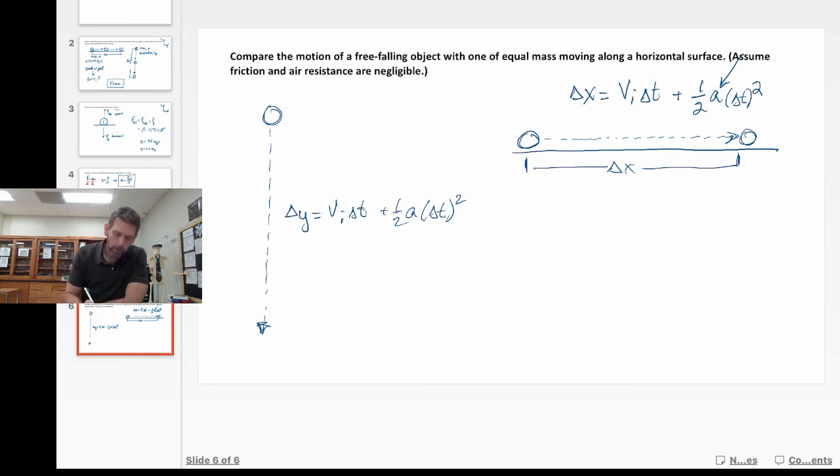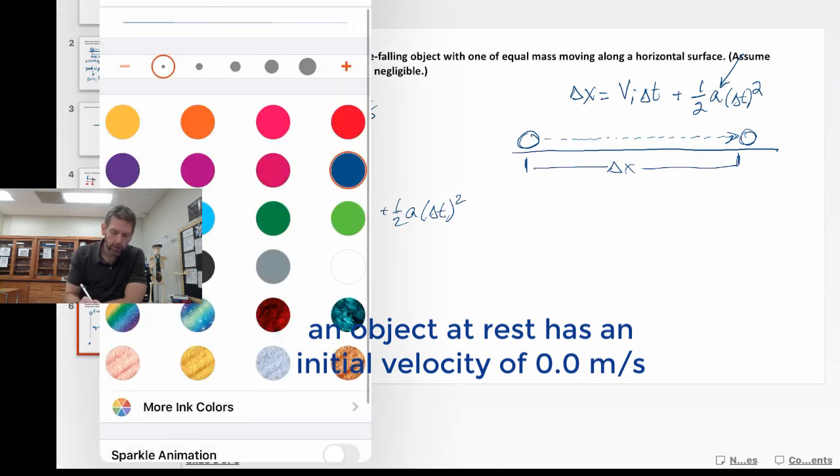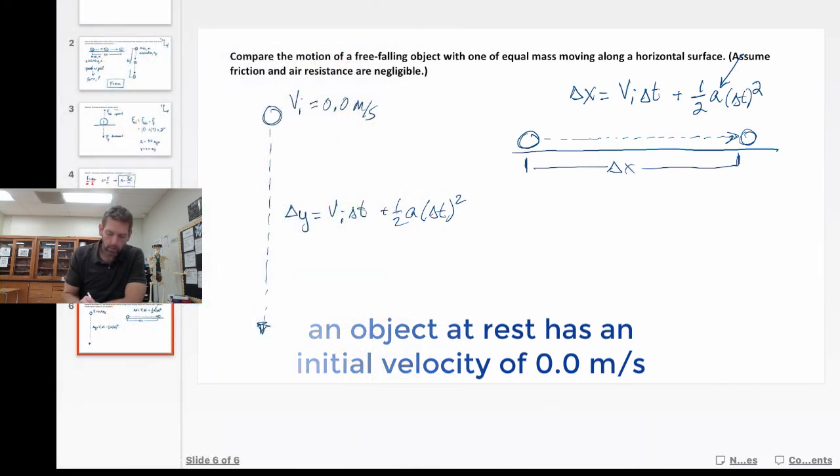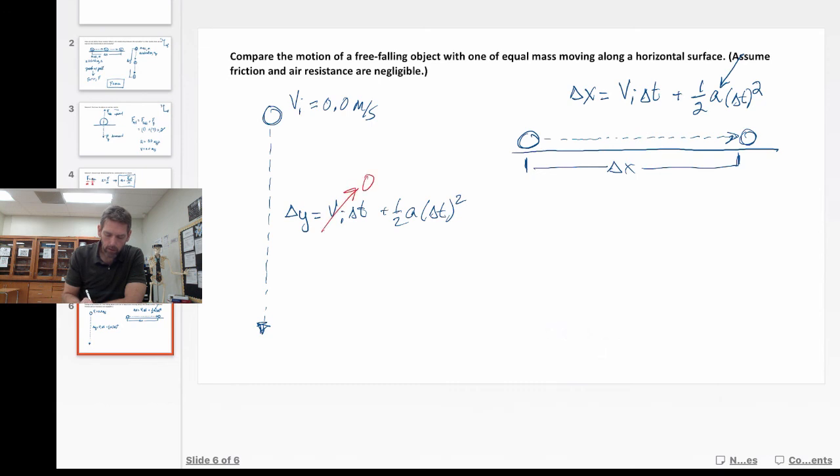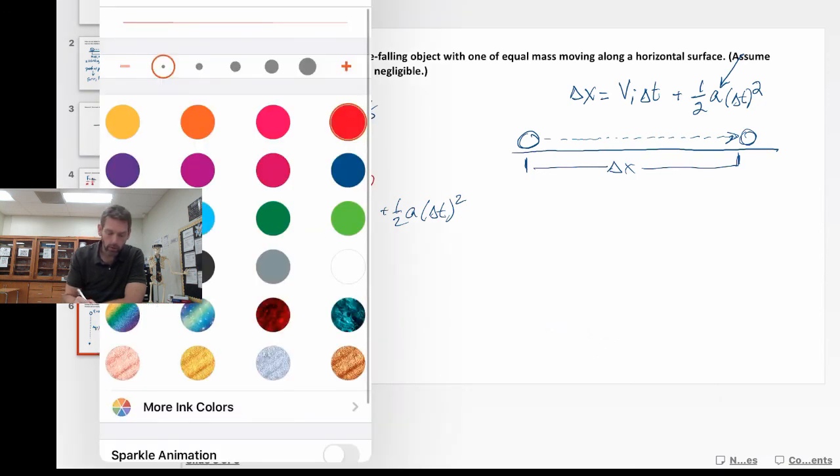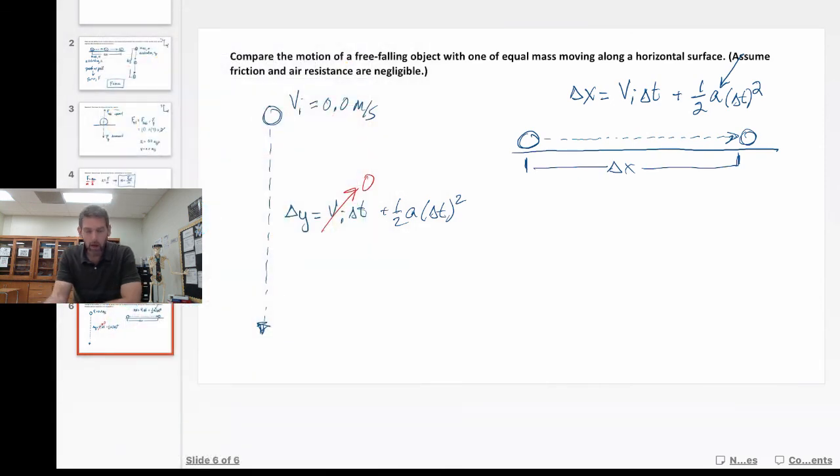So now let's think about this. The initial velocity up here, say we're dropping this thing from rest. Rest means it is not moving, which means that initially it has a velocity of 0 meters per second. Well, if it has a velocity of 0 meters per second, then the initial velocity here is 0. So we can get rid of it. It is gone. Well, if the initial velocity is 0, then the time there, no matter how much time we're looking at, times 0, it's going to be 0. So now we're reduced down to 1/2 a delta t squared.